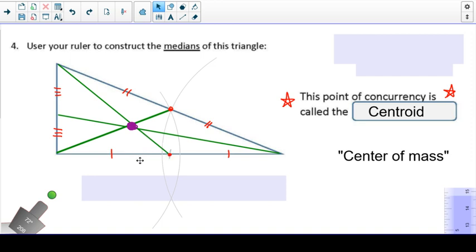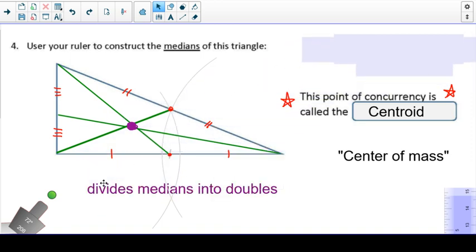Why is this important to us in geometry? Because this divides the medians into doubles. All right, go ahead and make sure you write these down. Center of mass, this divides your medians into doubles. And what I mean by that, if this was, let's say, about 3 centimeters here, I'm just making up a number. But if that was 3 centimeters, this other piece of the median would be double that. This would be 6, right? Or if I told you that this smaller piece was x, this over here would be 2x. So whatever number the smaller piece is, I just double that to get the larger piece.